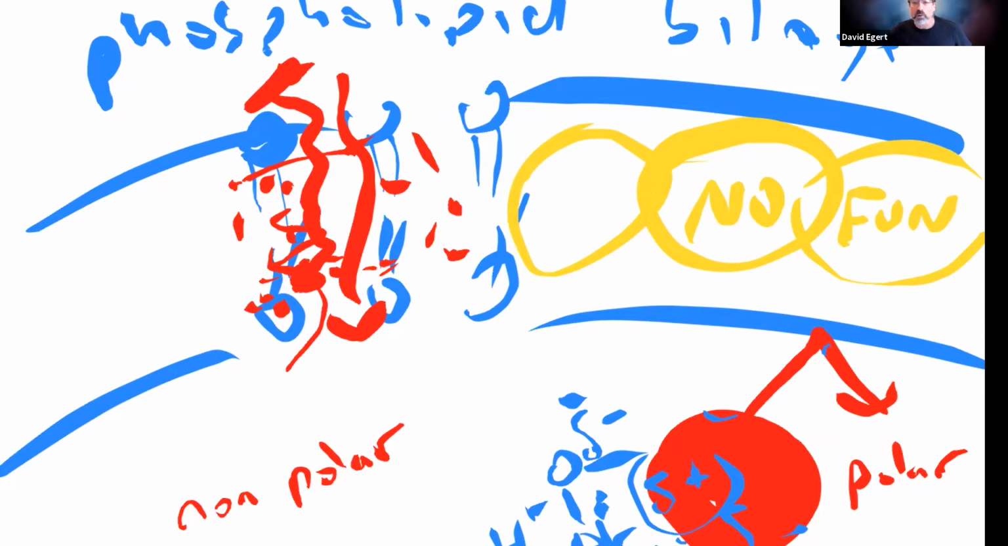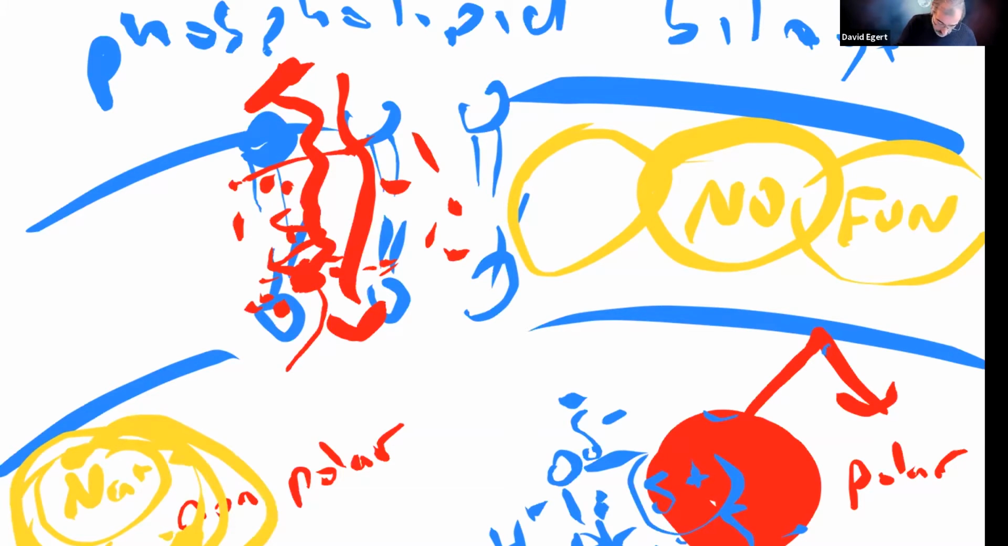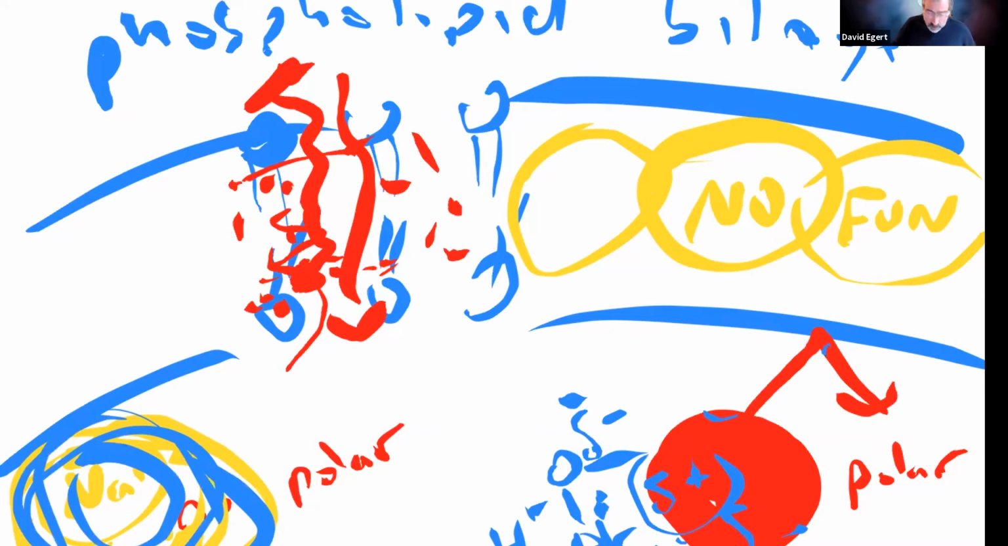So large polar things like sucrose, or like we said, the ions, something like sodium or chloride, because it has that sphere of hydration, all the water molecules go around it like a big snowball. It's effectively also like a large polar molecule.